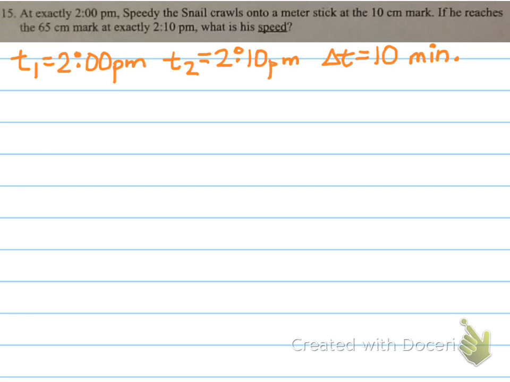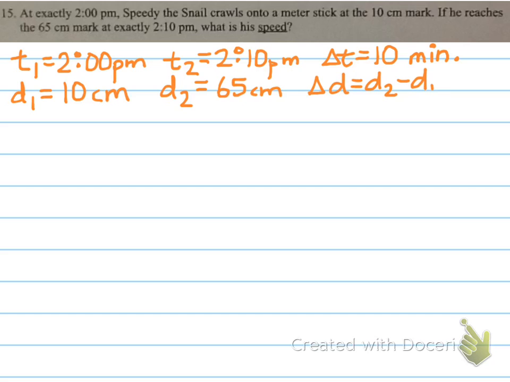Okay. We know that his change in distance is 65 centimeters, or not quite actually, sorry, I need to fix that. Okay. We know that his initial spot where he starts is on the 10 centimeter mark, and his final spot that he ends is 65 centimeter mark. So our change in distance is the difference between those, which is 65 centimeters minus 10 centimeters, which gives us 55 centimeters. So we want to know his speed.